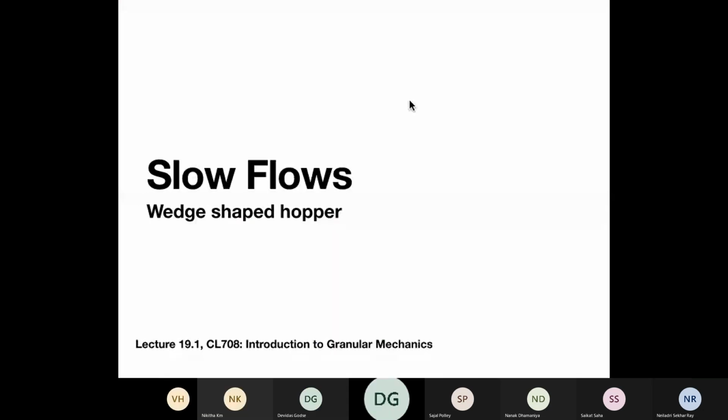Okay, so let me review what we did in the previous class. In the last class, we looked at basically one example, and that is the example of a slow flow in a wedge-shaped hopper. So we did an example related to statics. Now we're looking at slow flows. Again, these flows have the characteristic that they are determined entirely by friction between particles.